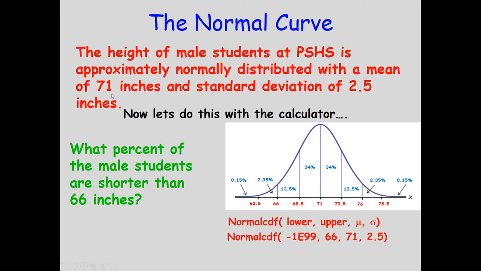And then the mean is 71 as defined by this curve, and then this standard deviation is 2.5. So let me show you how to get this in the calculator.